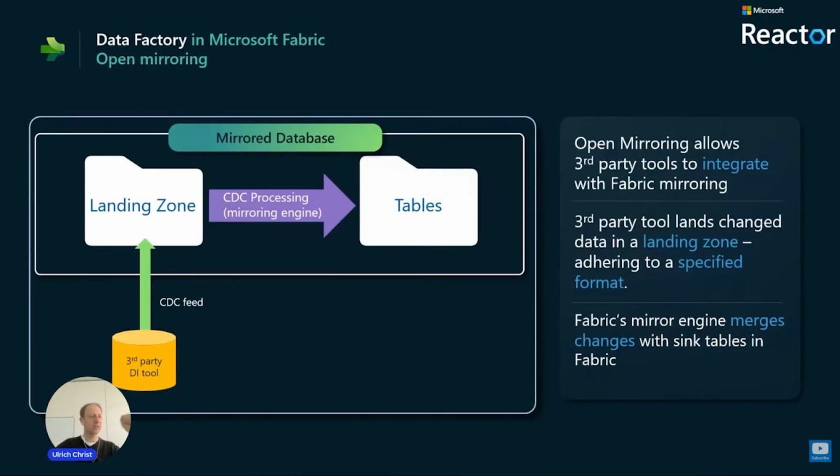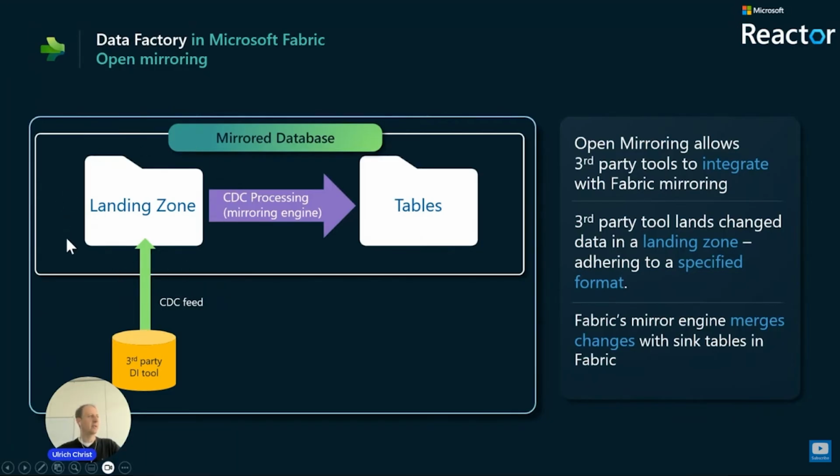So how does open mirroring work? You see the diagram here. It's kind of similar, right? The high-level pattern is still the same. We still have a landing zone, and the change data feed is written into the landing zone. From the landing zone, our mirroring engine will fetch the changes and do the merge. Exactly the same thing.